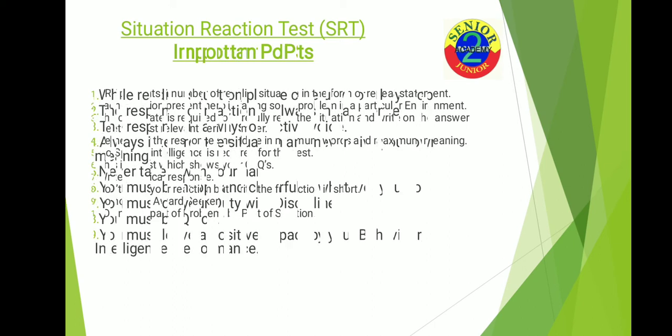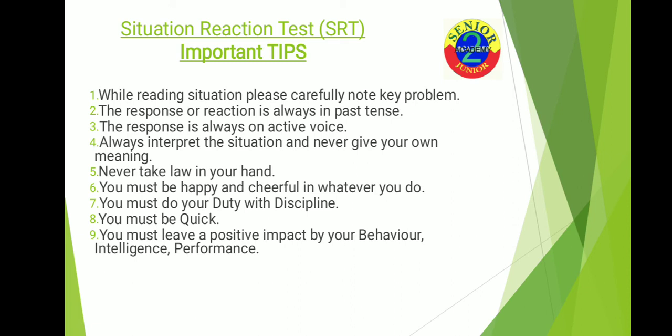So friends, a few of the things that I think I should tell you is that while reading the situation, please take note of important points, because that will be your key problem and you have to solve that problem only.